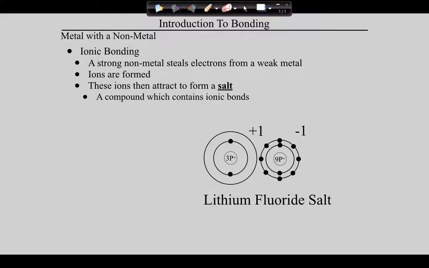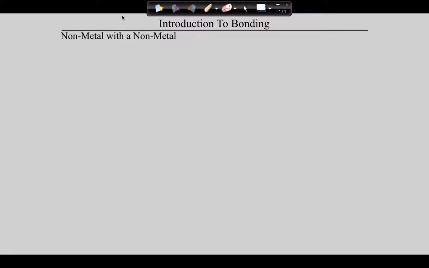Is that okay? So guys, questions on ionic bonding. We've got a metal, we've got a non-metal, we've got stealing, we've got ions, we've got attraction. That makes salts. Salt is one of the 3 types of compounds that we talked about, so these are salts. You guys good? Okay, so now let's look at the next atom pairing, which is non-metal, non-metal. Write that in your notes.